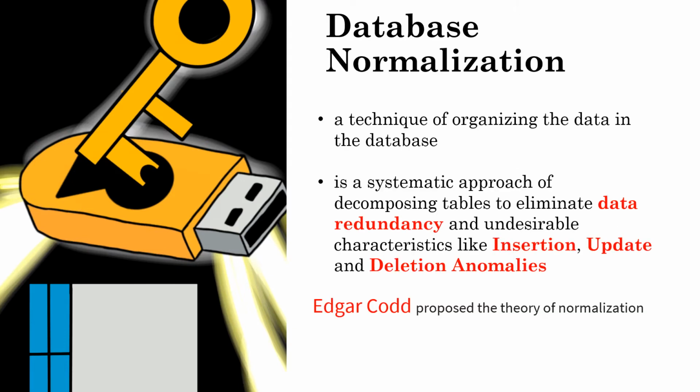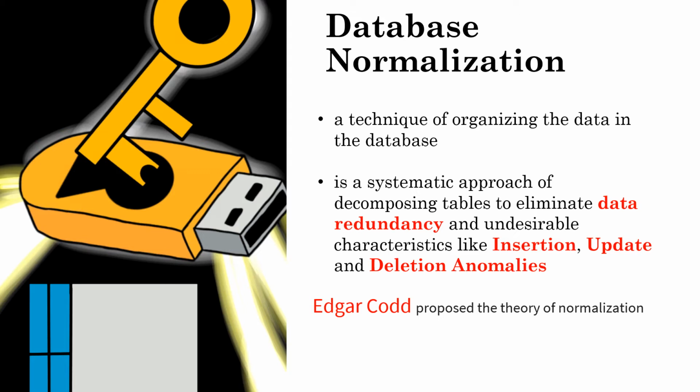Database normalization is a technique of organizing the data in the database. Normalization is a systematic approach of decomposing tables to eliminate data redundancy, or repetitions, and undesirable characteristics such as the insertion, update, and deletion anomalies. It is a multi-step process that puts data in a tabular format, removing all the duplicated data from the relation tables.